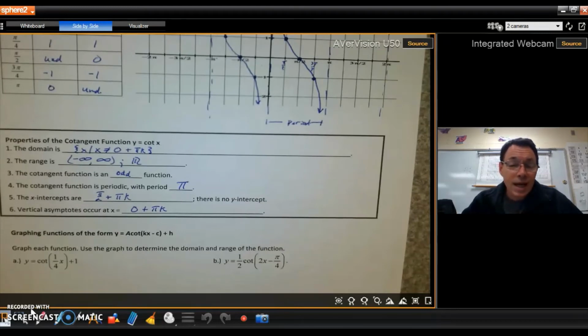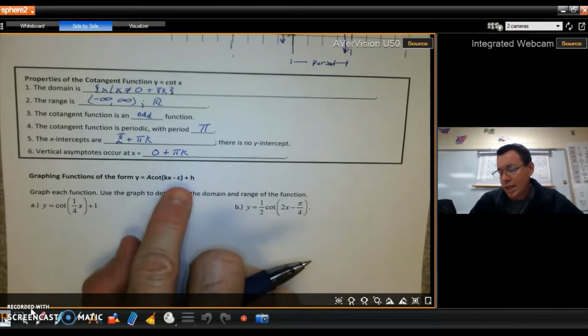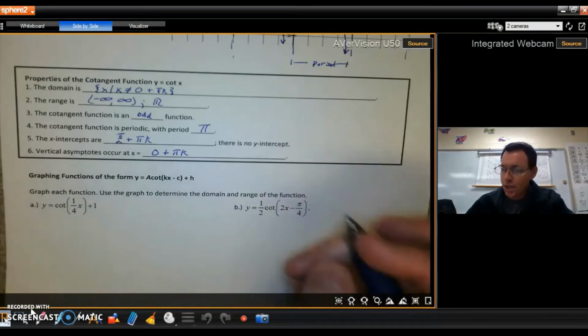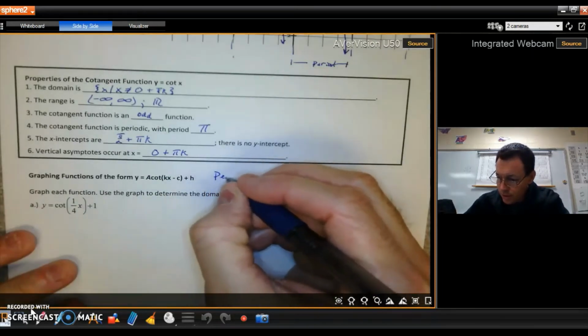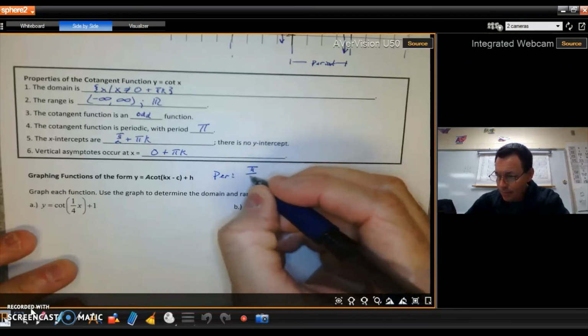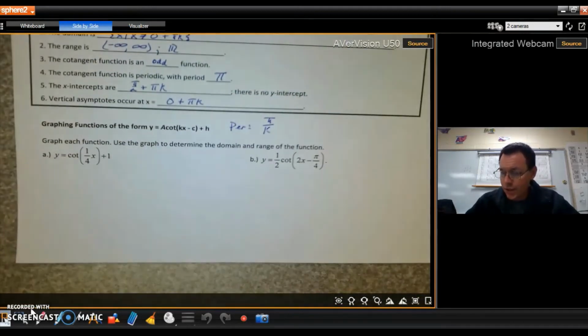Everything else about these graphs holds true as far as the amplitude and the vertical shifts and phase shifts. The only thing that's different is that our period is technically pi over k and not 2 pi. And that's how we'll draw our x-axis. So let's look at the first one. Graph each function. Use the graph to determine the domain and range of the function.